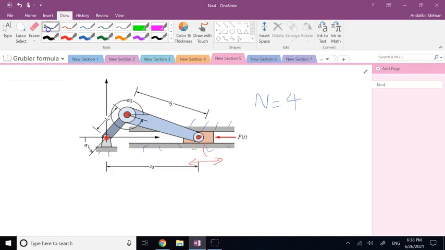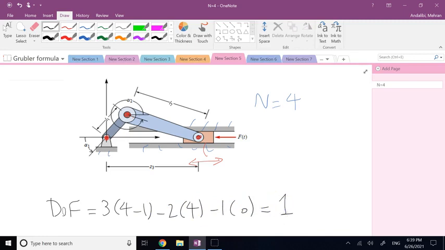So if you look at your degrees of freedom, again, very similar to the 4-bar linkage, it is going to be 3 times 4 minus 1 minus 2 times 4 and minus 1 times 0. So then again, it's going to be 1. And again, 1 means if I know, let's say, the motion of the piston, if I know how the piston is going back and forth, depending on which one is input, which one is output.